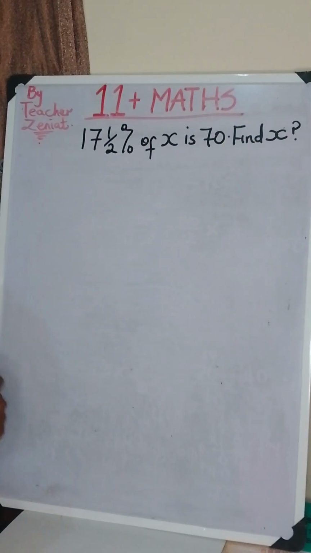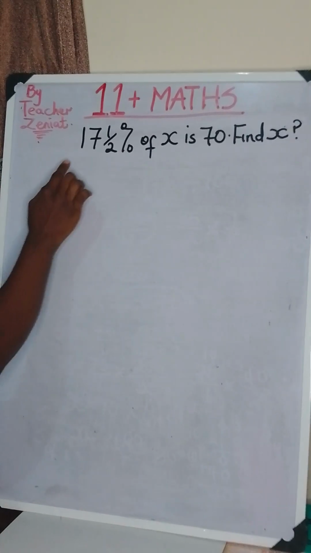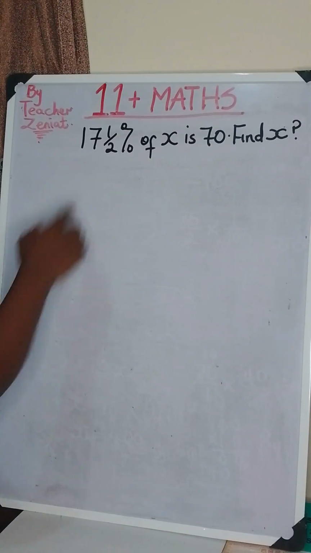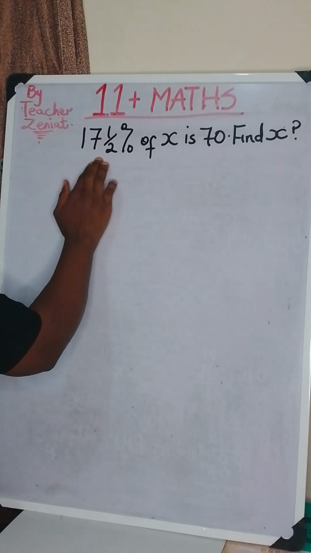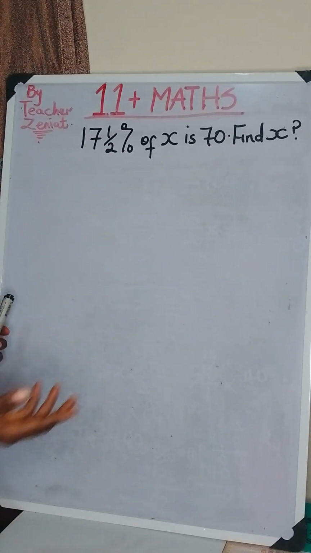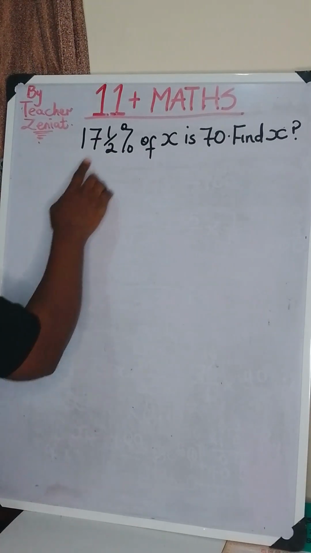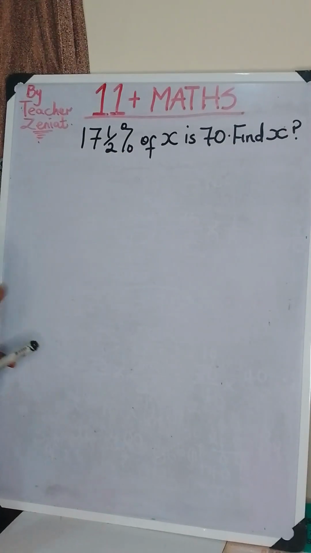When you have this kind of question, the first thing you should do is convert this 17.5%. Percent means per 100. So you convert this 17.5% to an improper fraction by converting this 17.5 first. Then you divide by 100 to add the percent. Now let's do that.